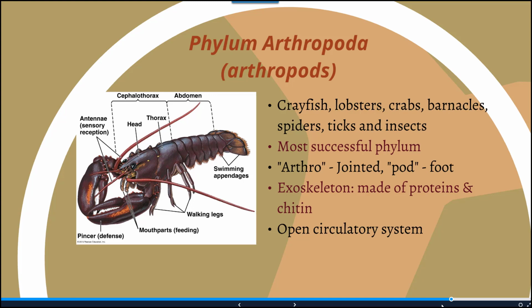Arthro refers to the word jointed, and pod refers to the word foot. They have an exoskeleton that's made of proteins and something called chitin, which is more of a breathable substance, allows oxygen exchange. And they have something called an open circulatory system as well.